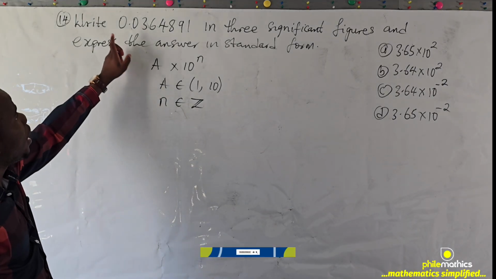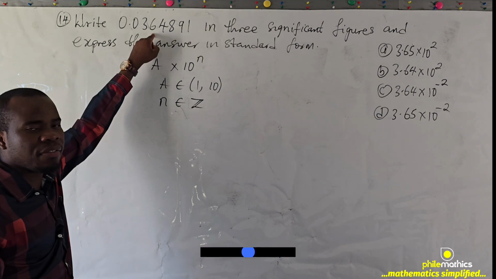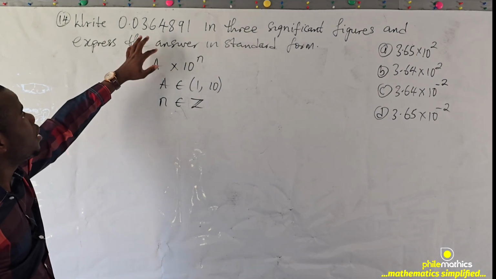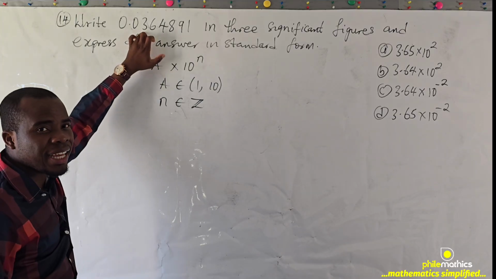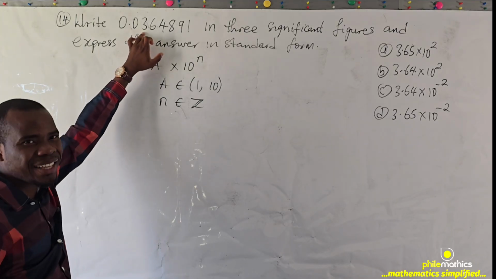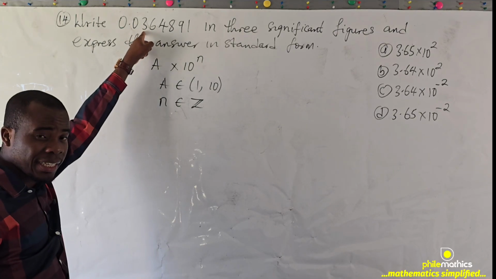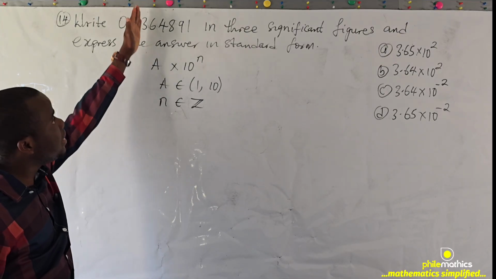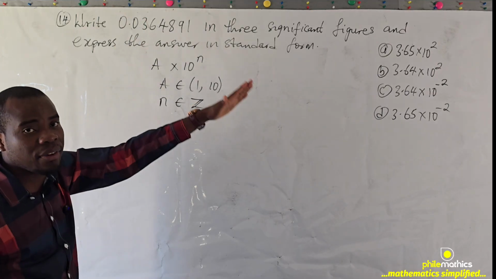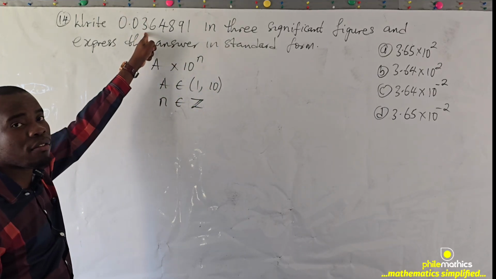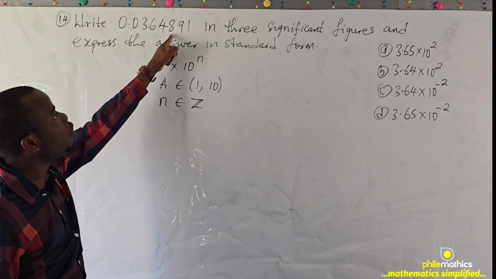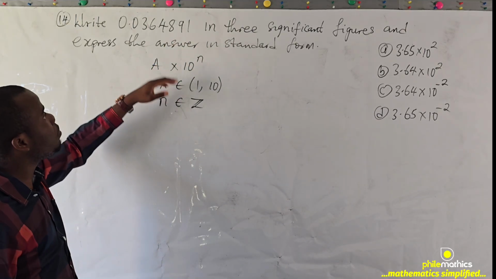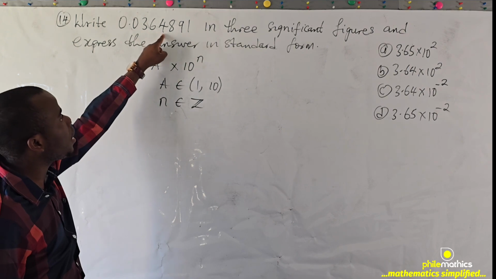So, to write this in three significant figures. By significant figure, we mean the first digit that is non-zero. So the first significant figure is the first digit that is not zero, which is 3. From this 3, we start counting significant figures: first, second, third, fourth, fifth, sixth. We are interested in 3 significant figures, which means 1, 2, 3.